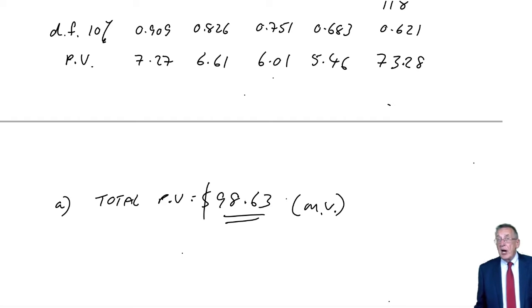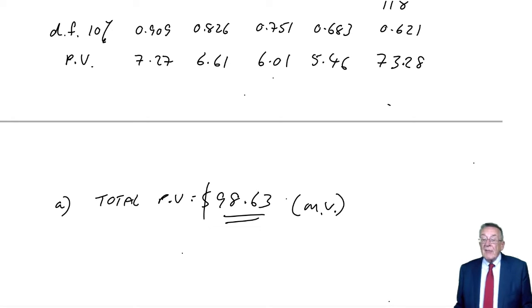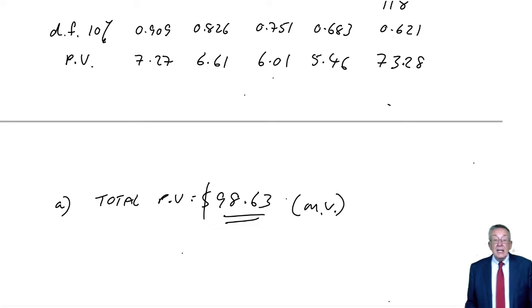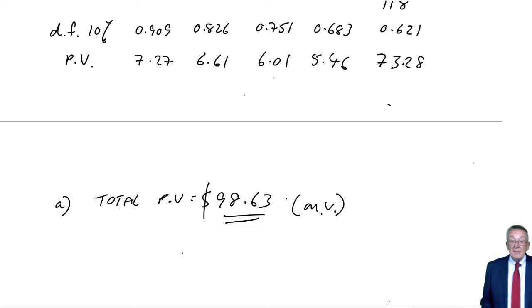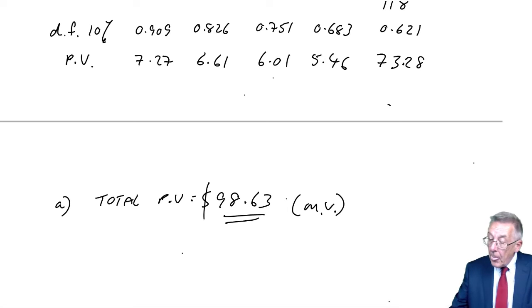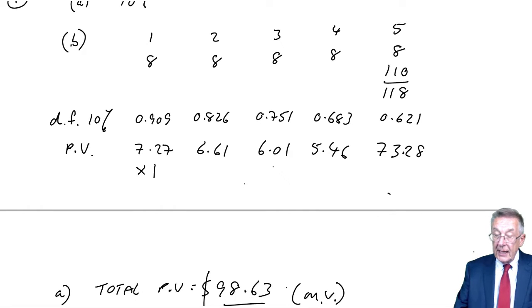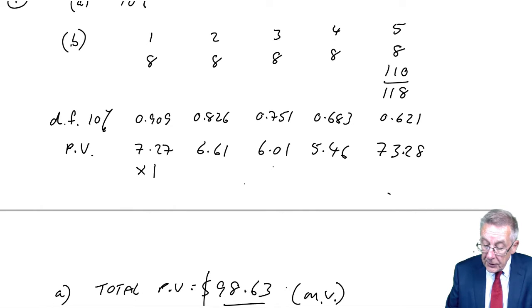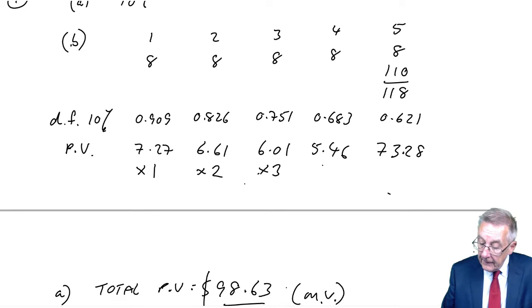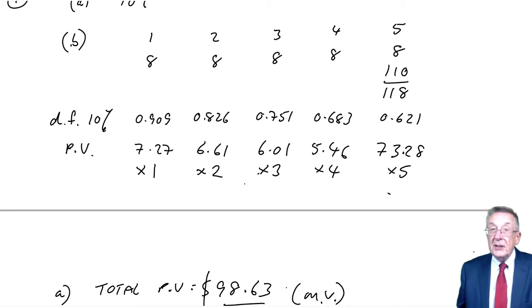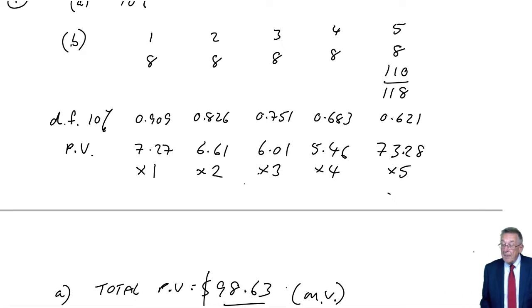What we then do looks a bit strange. I'll try and explain after, but it's very easy arithmetic. We then multiply each of the present values by the time period, and we add them up. Now what I mean is, the present value at time 1 was 7.27. We multiply by 1, it's time 1. The second one at time 2, we multiply by 2. Next one by time 3, time 4, time 5. We multiply by the time period and we'll add them up.